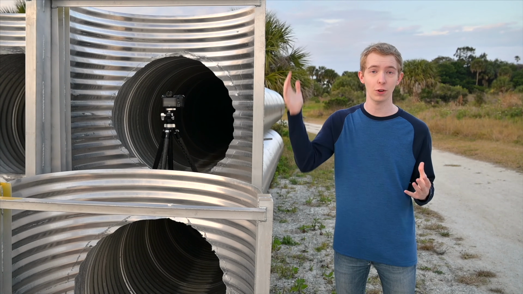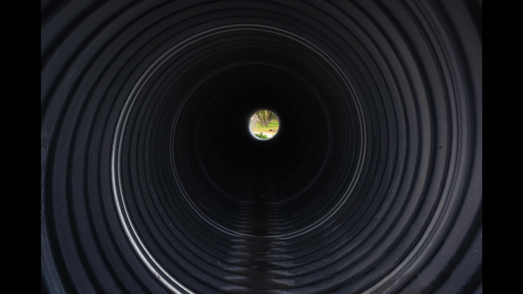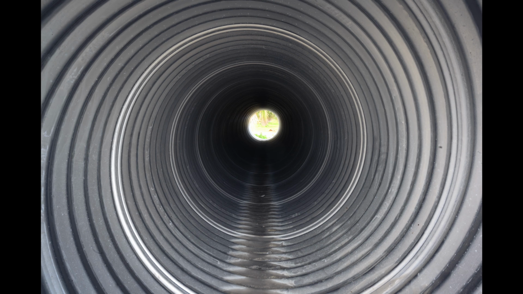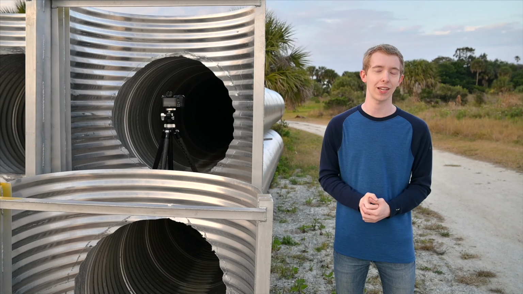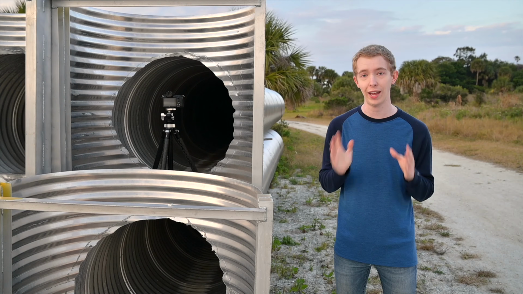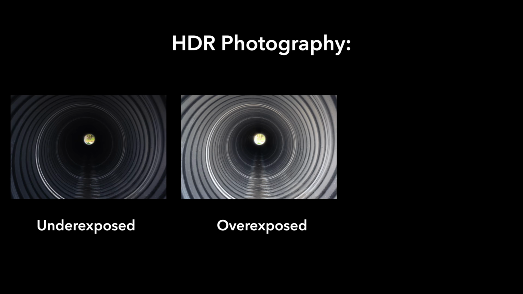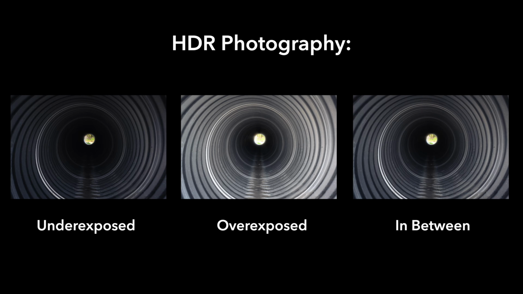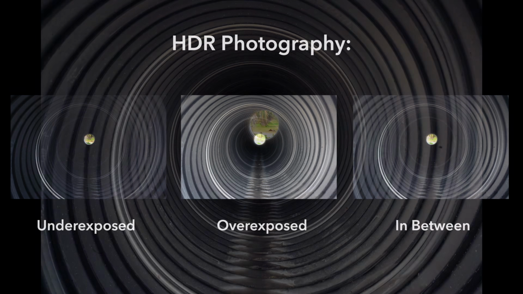So either I could take a photo where the light looks good or where the foreground looks good, but I can't really get a photo where the exposure is perfect for both of them. So a lot of photographers in a case like this would use this technique called HDR photography. So basically you could take one photo that's too dark, one photo that's too bright, maybe a couple photos in between, and then you end up with a shot that looks like this.